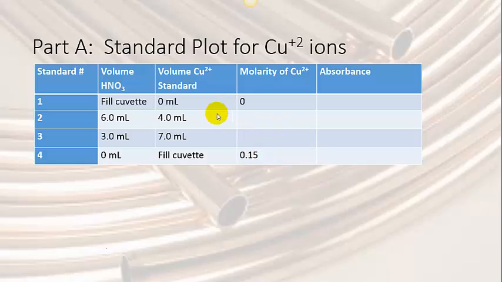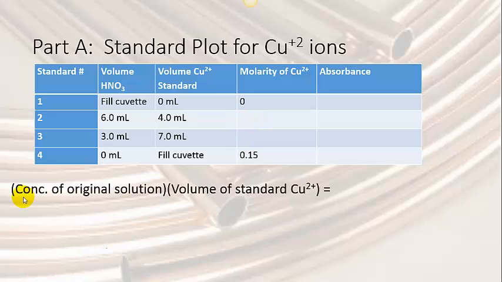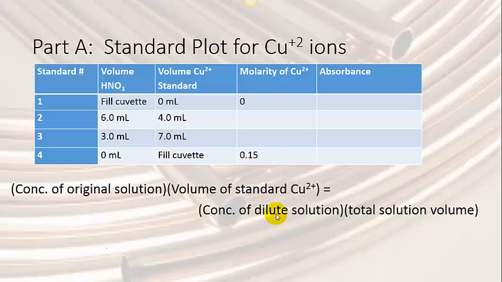But you have to figure out and calculate the molarity of these mixtures that you just made in the 2 test tubes. It's really M1V1 equals M2V2. So we have the concentration of the original solution, which is your 0.15, times the volume of that standard that you used. And for standard number 2, that would be 4. If you're calculating standard number 3, that will be 7 milliliters. That then equals the concentration of your dilute solution. That's what you're solving for. That answer will go here and here.